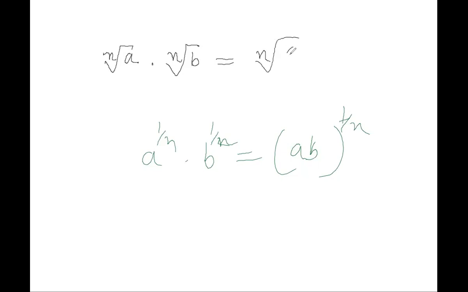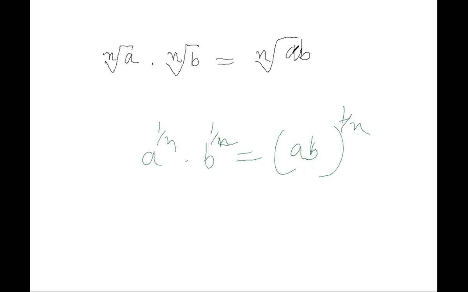This you don't write here. What I'm going to write, you don't write. This means a raised to power 1 over n and b raised to power 1 over n. And you know it, here the power can be taken common. So in multiply and divide, power can be taken common. So what do we have? ab raised to power 1 over n. Now you write: ab raised to power 1 over n means nth root ab.